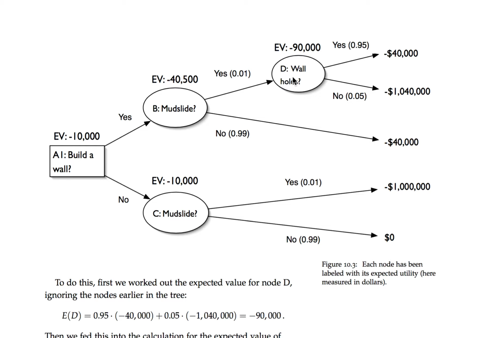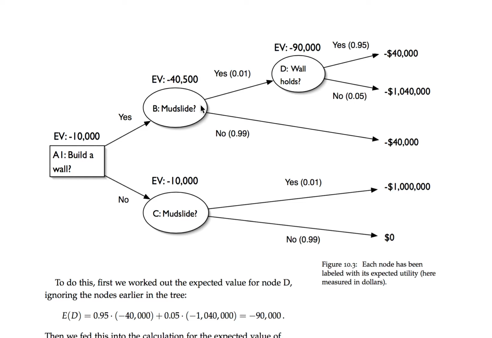Okay, so now we're working right to left here. So what about this minus $40,000? So now we're in node B, working backwards to our left. So here in node D, there's an expected value of minus $90,000, and here at this terminal node, there's an expected value of minus $40,000. So now working backwards, we're sitting at node B, and we ask what's the expected value of node B.